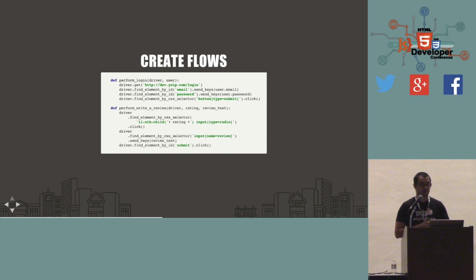Then the second action we want to do is be able to perform write a review. So this is where you have a driver, you have a rating in mind that you want to give a review, and you have some text you want to insert into that review box. So we find elements in this list of stars, basically. We set the star rating to be, let's say, 3 stars. Then we're going to find the actual input where the review text is going to go in, fill in the review text, and submit the review.